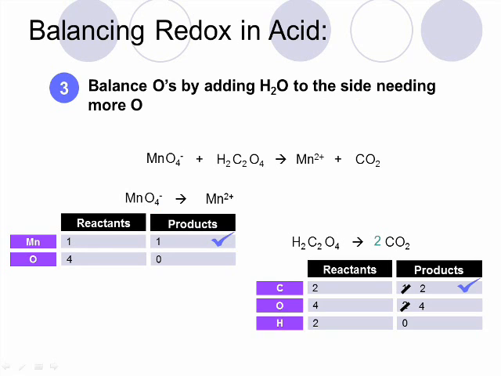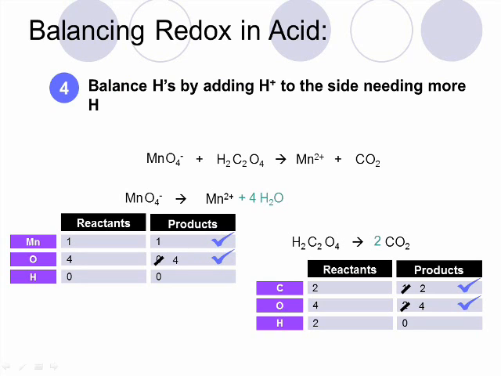Now we're going to balance the oxygens by adding water to the side needing more oxygen. So we see on the first reaction that the products are going to need more oxygen, so we're going to add water to that side. 4 waters. Why did we add 4 waters? Well, because we needed 4 oxygens, so we had to add 4 waters. So now we have 4 oxygens on both sides. And we have 8 hydrogens, because we added the water, we now have 8 hydrogens on the product side as well. So the oxygens are balanced on both half reactions. But the hydrogens are not. So then we go to the next step.